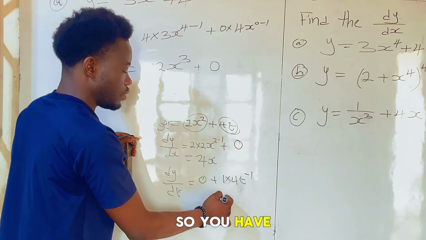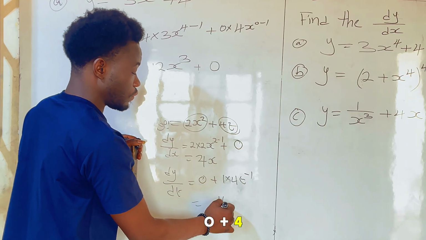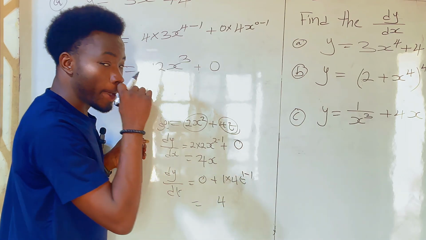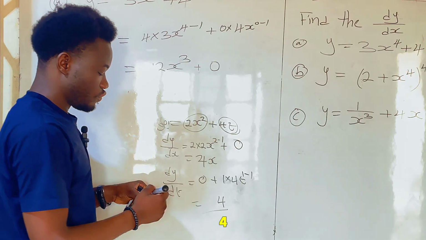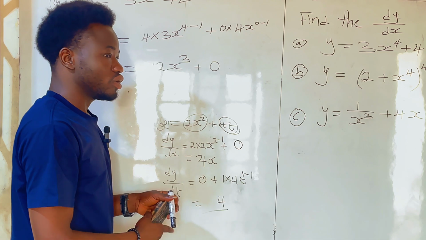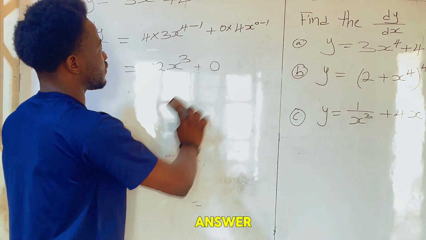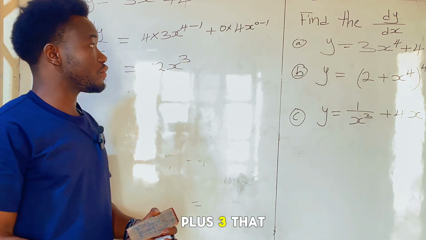So we have the answer to be equal to 0 plus 4. 1 minus 1 is 0. Any number to the power 0 is 1. So the t is already 1. And we have the answer for 4. So if you are differentiating with respect to the variable, that is what you handle. Alright? So our final answer is 4x exponent 3.